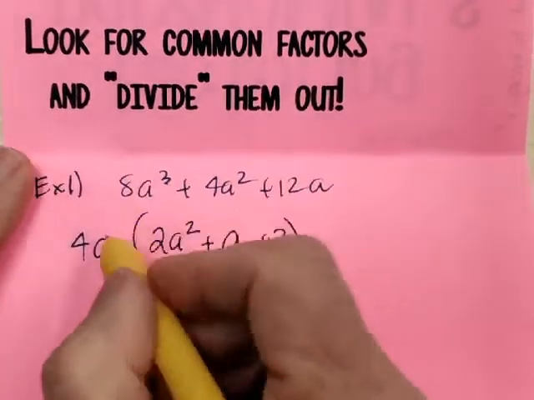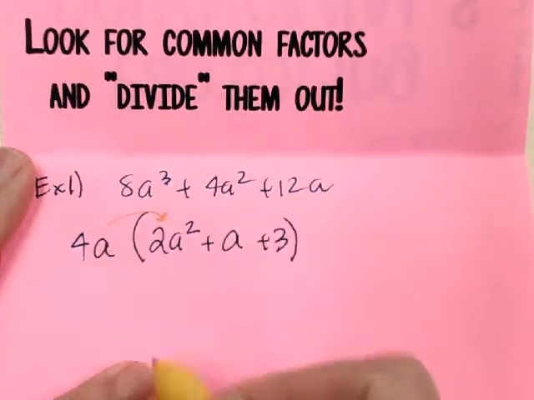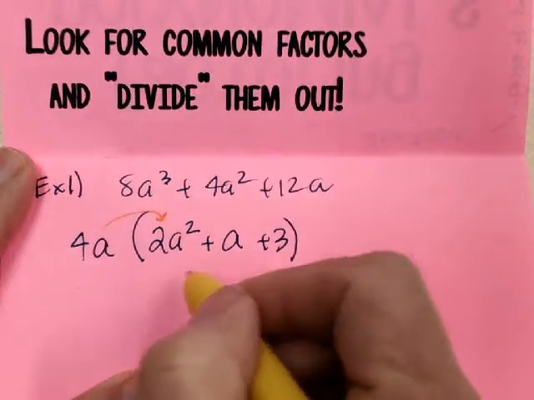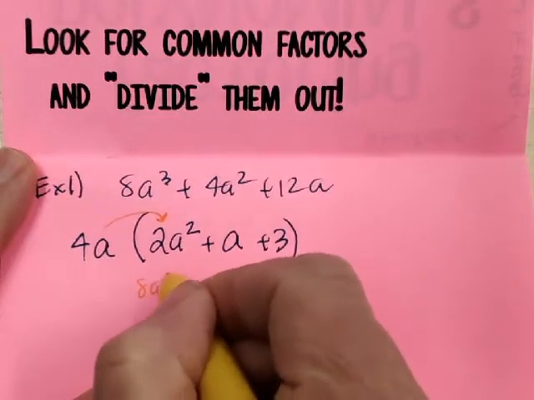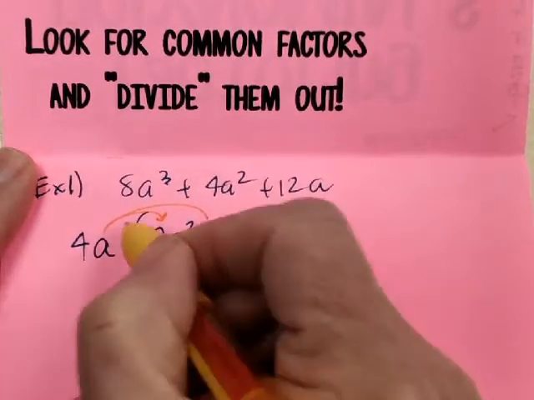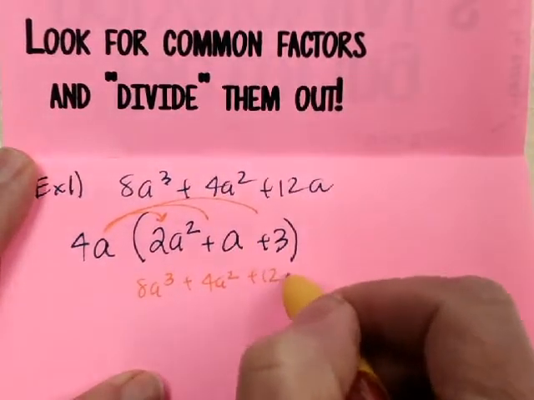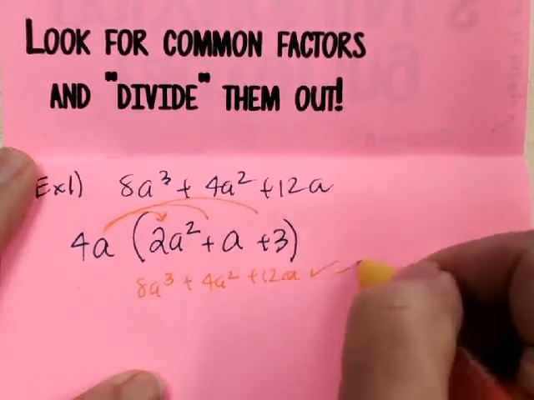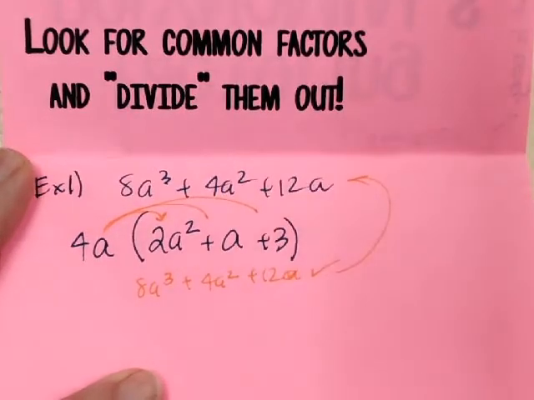If I do my distributive property real quick, and I multiply that back out, that's going to give me 8a cubed. Multiply, that's going to give me 4a squared. Multiply, that's going to give me 12a. And that matches what I started with, so I know I did my answer right.